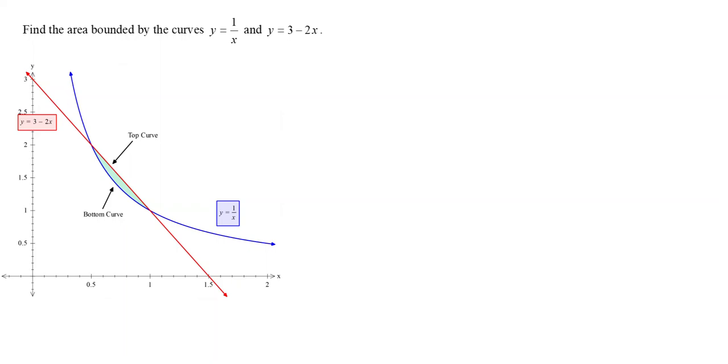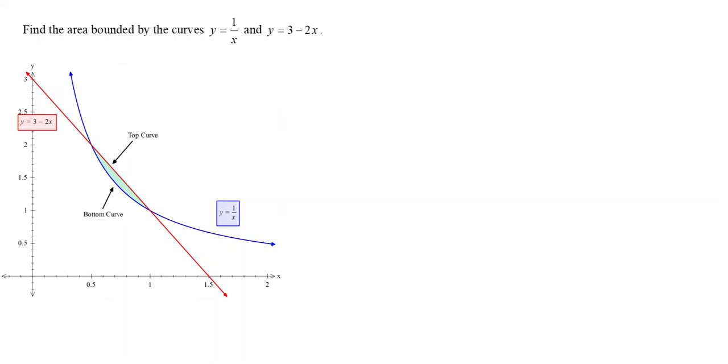We're asked to find the area bounded by the curves y equals 1 over x and y equals 3 minus 2x. Right, so unlike the last problem, we don't exactly know where these cross. You might be able to guess it from the fact that I gave you the graph here, probably 1 and 0.5, but you won't always know that. So we need to be able to find those.